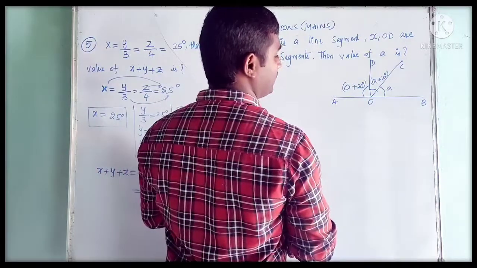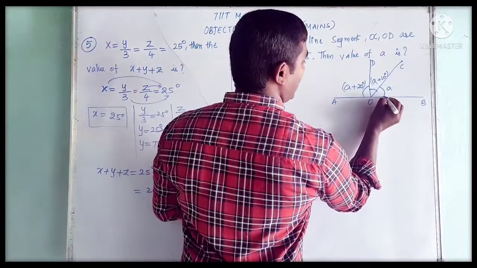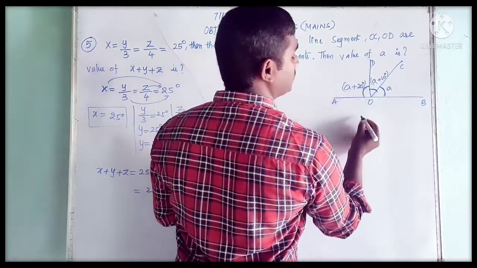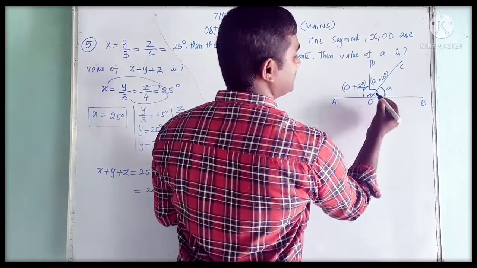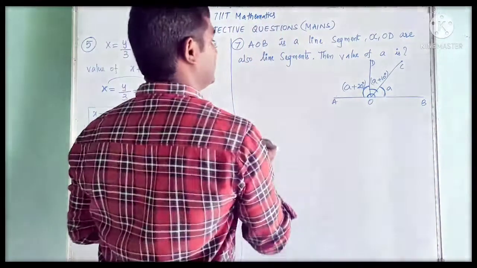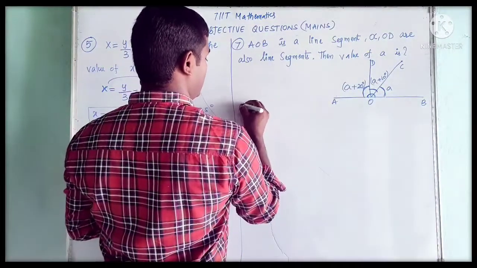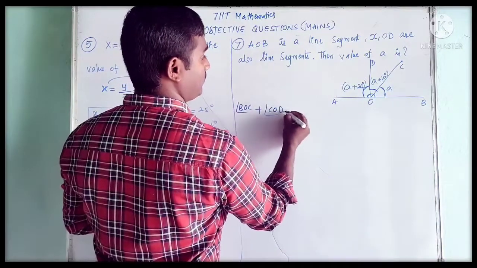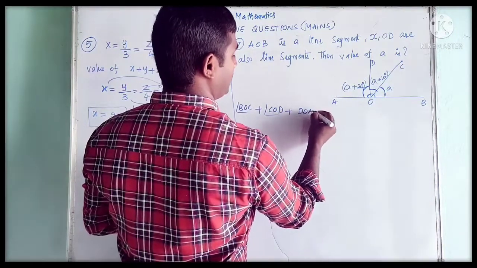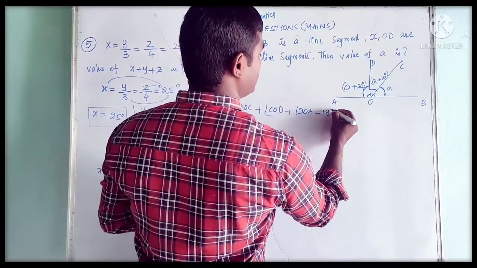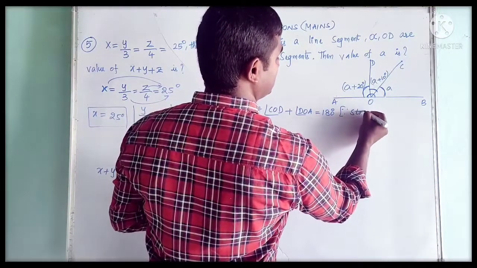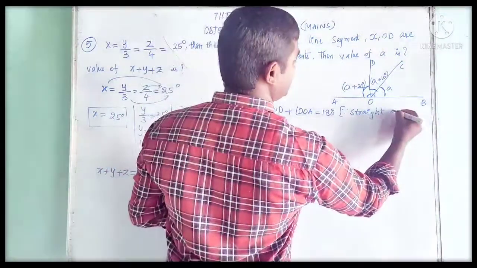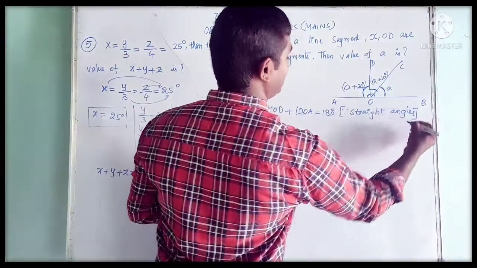If we see from the figure, we can say that angle BOC plus angle COD plus angle DOA equal to 180 degrees. These three angles measure a straight angle. So we can write angle BOC plus angle COD plus angle DOA equal to 180 degrees, because these three measure a straight angle. Why do these three angles measure 180 degrees?